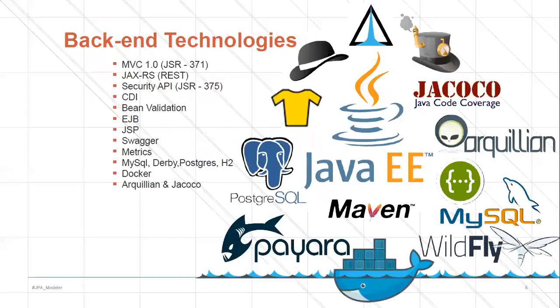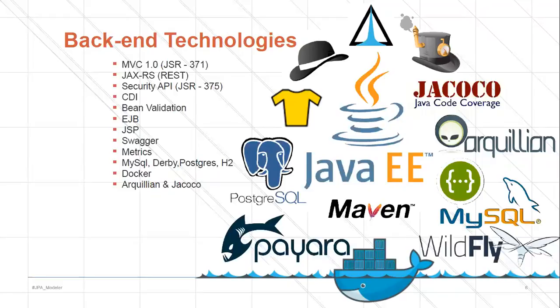So here is the backend technology stack. You have the option of Docker. Then based on Docker, you can use a Jetty image or a WildFly image. You can use MySQL or Postgres. You can use Arquillian, REST, Derby, Metrics, Swagger. All of these options are available. You just have to select the technology and the code will be generated.